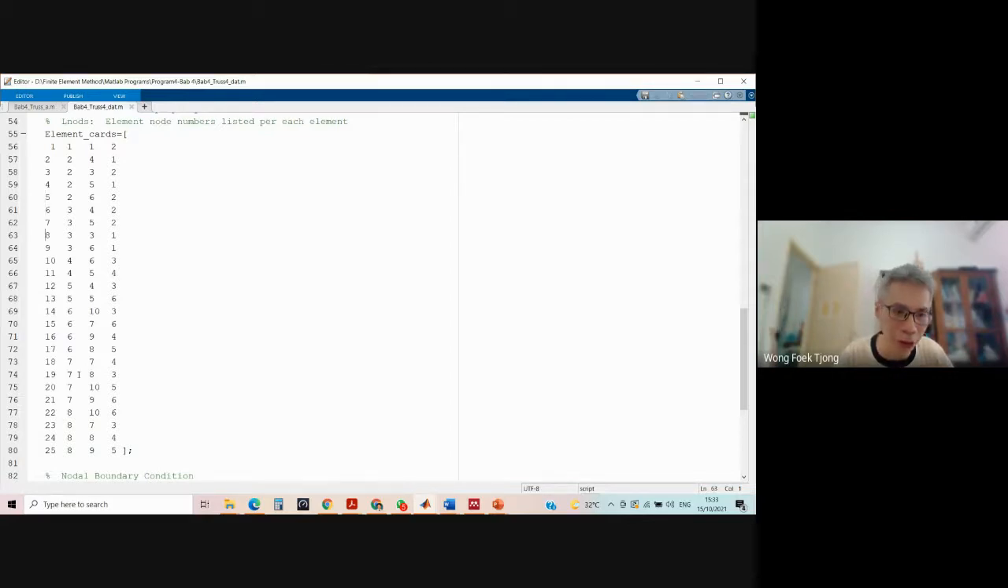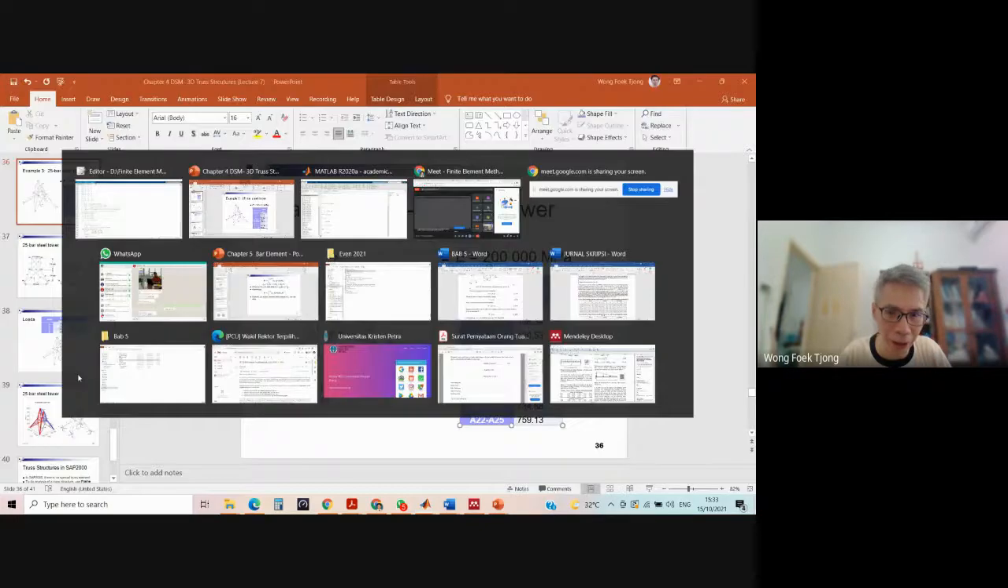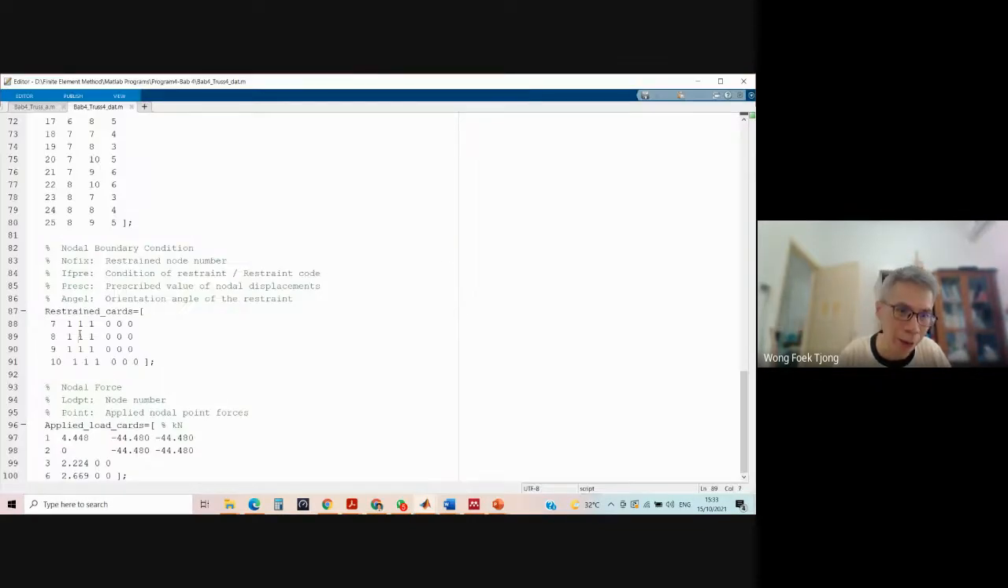And then boundary conditions, or support conditions, at nodes 7, 8, 9, 10. That's this foundation, right? These foundations are all hinges, 3D hinges, so they are all locked. Lock means locked with prescribed displacement 0. There is no support movement. Of course, if there is support movement, you can input some numbers in here.